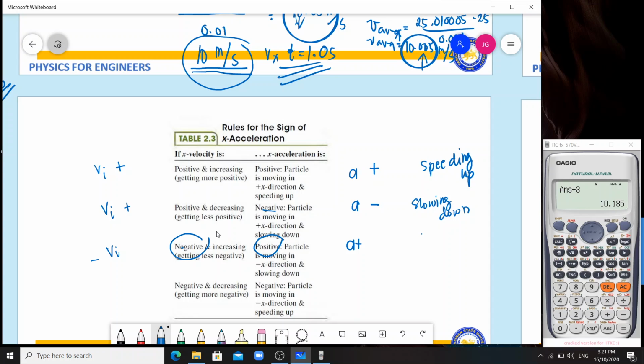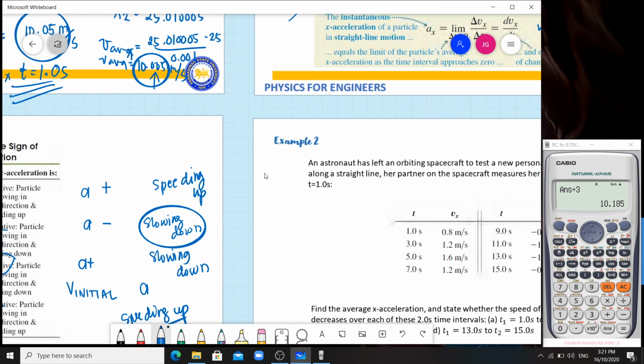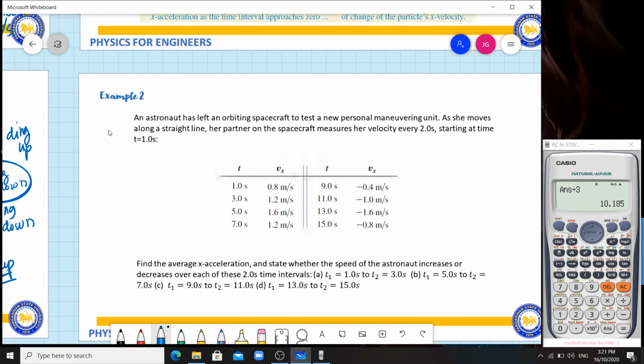That is slowing down. Basta magkaiba ang sign ng initial velocity at ng acceleration, opposite or magkaiba ng sign convention, that is slowing down. Pag parehas, negative, negative, that is speeding up. Okay, sige. You just have to remember that. So, let us apply that in example number 2.